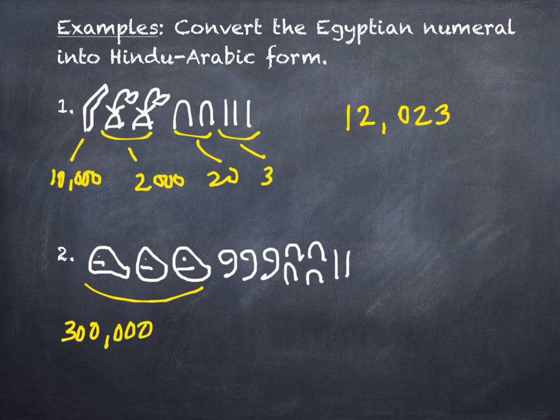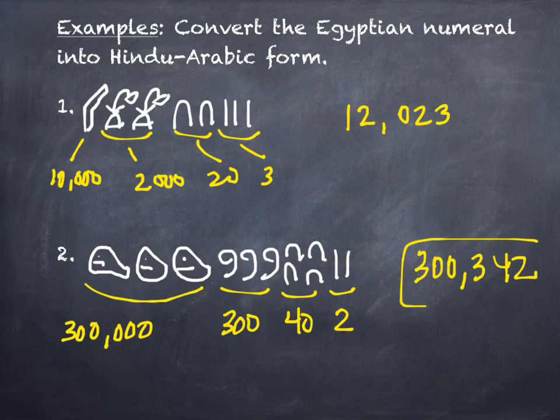300,000. How about the 3 scrolls? That's 300. How about my 4 heel bones? 40. And my 2 strokes? 2. So somebody put it all together and tell me what the total is for number 2. 300,000. 342. Good job.